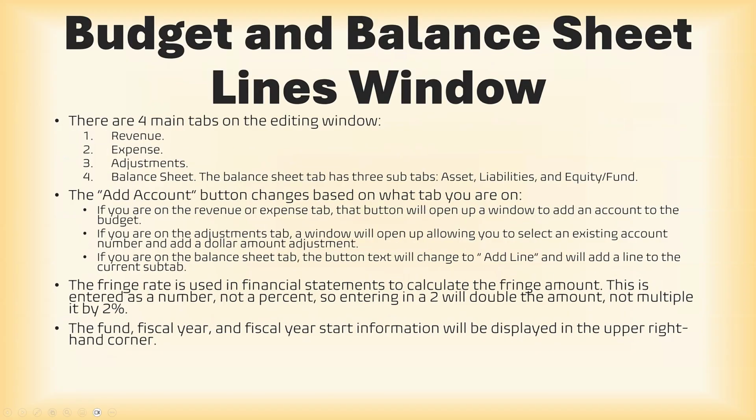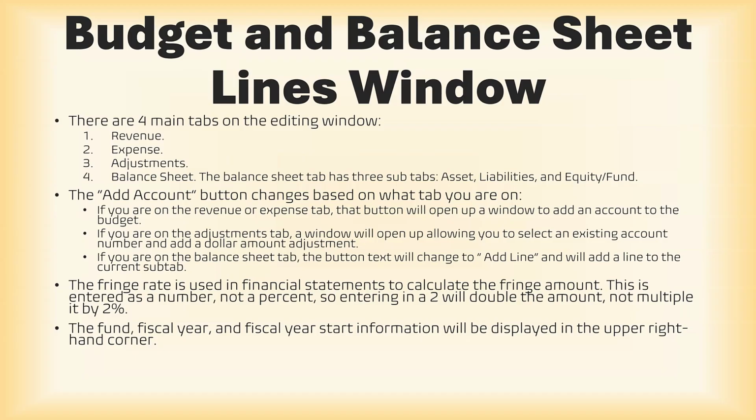So when you click on that little pencil icon, there'll be four main tabs on the editing window: a revenue tab, an expense tab, an adjustments tab, and a balance sheet lines tab. And on that balance sheet lines tab, there'll also be three sub tabs, one for assets, liabilities, and equity/fund accounts. There's a save button at the top. There's also an add account button, and that'll change based on what tab you are on.